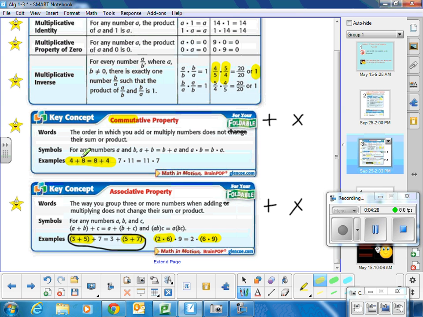4 plus 8 is the same as 8 plus 4. 7 times 11 is the same thing as 11 times 7. This applies to both addition and multiplication. It does not work for subtraction. It does not work for division.